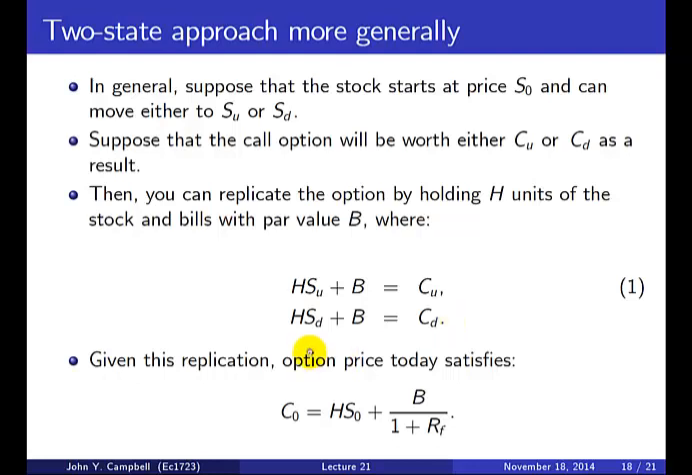So you solve these. You've got two equations here and two unknowns. We solve for H and B. As I said, for a call option, B is going to be negative and H will be positive. And then once you've found H and B, you solve for the option price as H times the price of the share today plus B discounted. So that's the general recipe for solving a two-state, one-period binomial option pricing model. And notice again that the risk-free rate comes in here, but nowhere in here do we see the expected return on the stock.